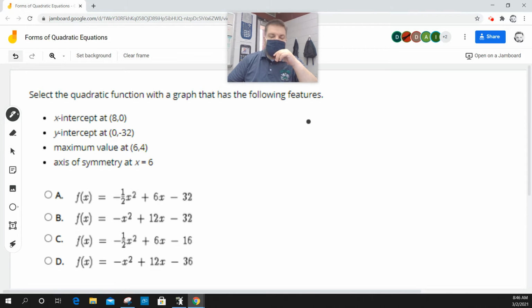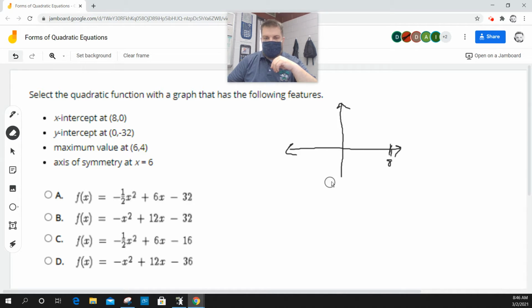So if I graph it, way over here at 8 comma 0, there's a point. So we'll say that this is 8. The y-intercept, and this is not going to be to scale. Well, yeah, it's not going to be to scale. The y-intercept is way down here at negative 32.